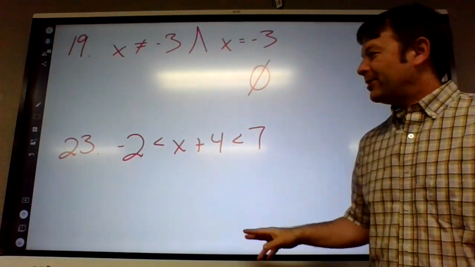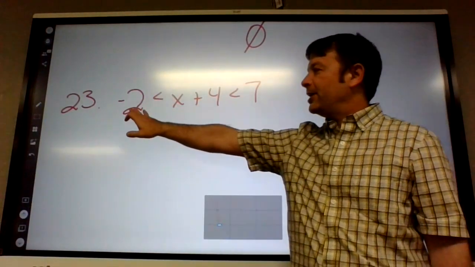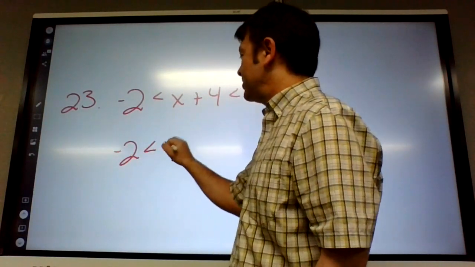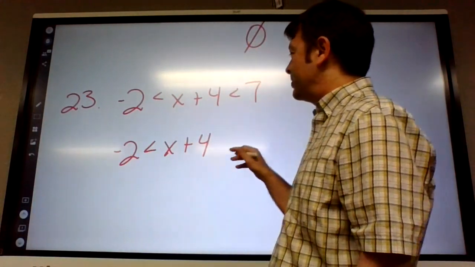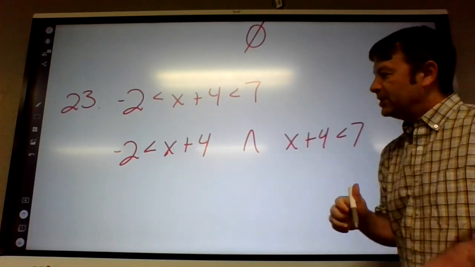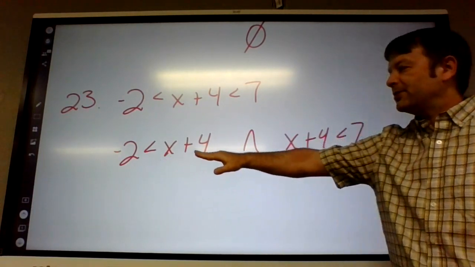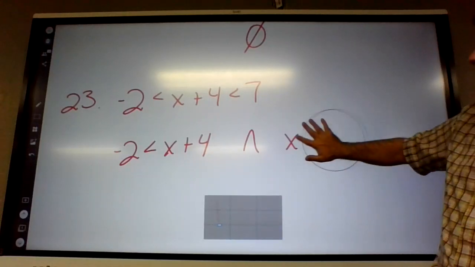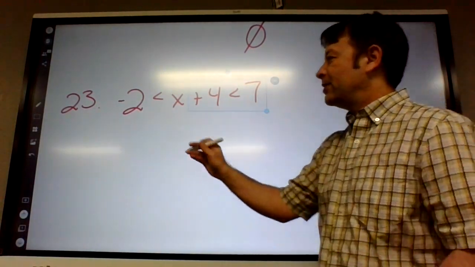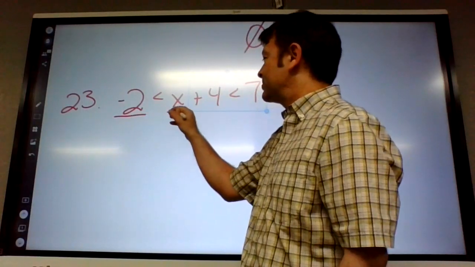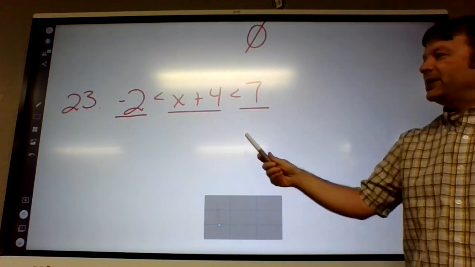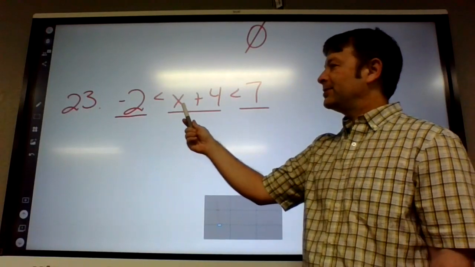Okay, this is already a combined inequality. It means two things: x plus 4 is greater than negative 2 and x plus 4 is less than 7. You do not have to write this though. All we need to do is get x by itself in the middle. You see the three sides? There's a left, a middle, and a right side. So how do I get x by itself in the middle?